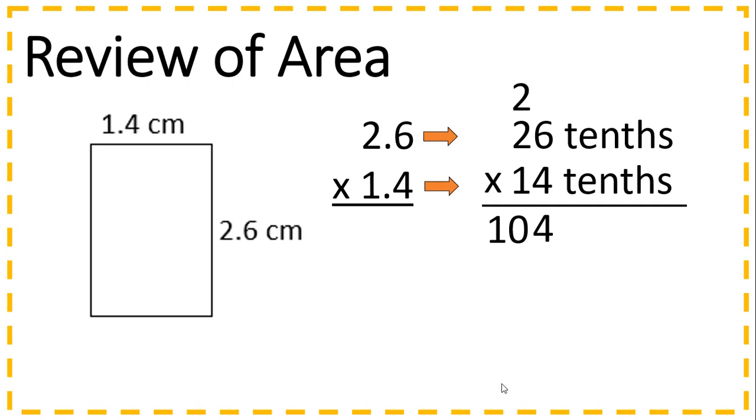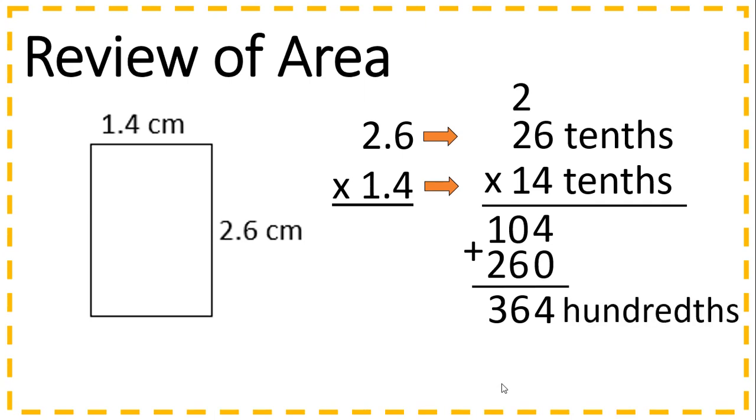Now we're going to multiply the top factor by 1 in the tens place. Because the 1 is in the tens place, we're going to add a 0 in the ones place at the bottom. 1 times 6 is 6, and 1 times 2 is 2. Now that we've multiplied all the digits, we can add our two products together. 4 plus 0 is 4, 0 plus 6 is 6, and 1 plus 2 is 3. Finally, we're going to multiply tenths times tenths since those are our units. Tenths times tenths is hundredths.